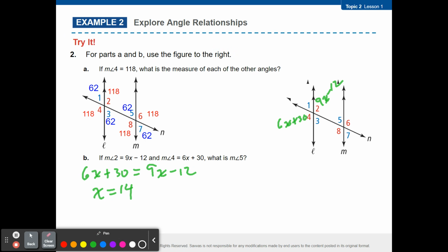All right, but am I done? No, because they're asking us specifically for the measure of angle 5. And we know the measure of angle 5 is going to equal which one do you think? Well, what do you think we should do first? Good. Find the measure of angle 4. Could I use angle 2 as well? Yeah, I can use either one. It doesn't matter. So we're going to have 6 times 14 plus 30. That gives us the measure of angle 4. So what does that equal?